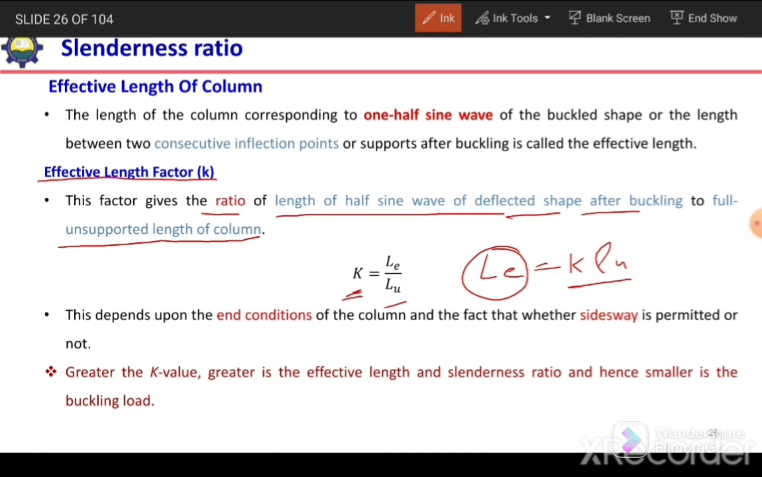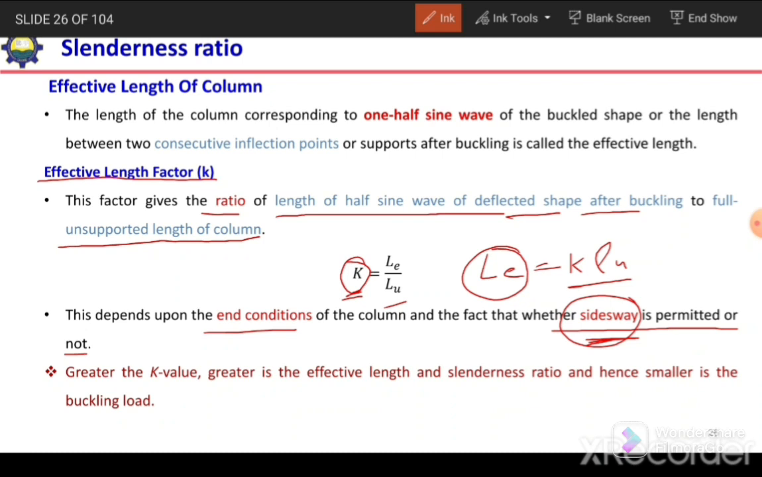So this depends on the end conditions. This K value depends on the end conditions and on whether side sway is permitted or not. Whether side sway is permitted in the column or in the building or in the frame or not. So what is side sway? I have uploaded a video related to side sway. You can see that video to understand whether side sway will exist in the building or not, what side sway is, and how it is prevented.